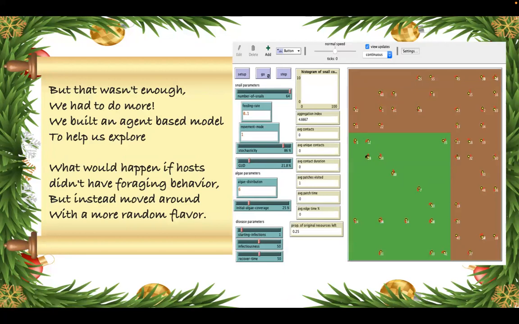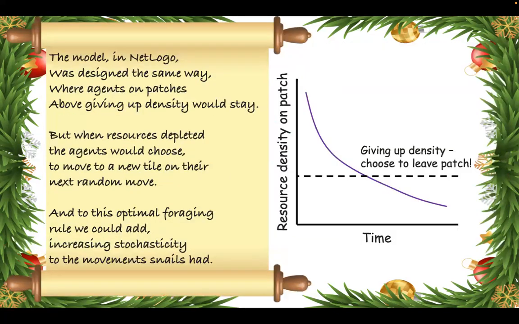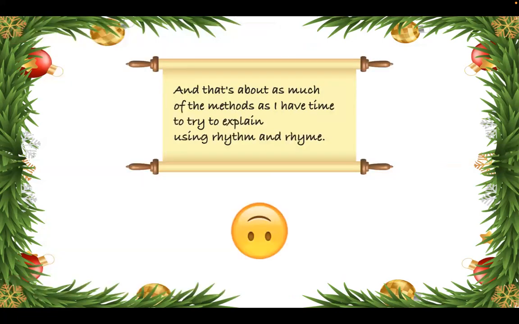We built an agent-based model to help us explore what would happen if hosts didn't have foraging behavior, but instead moved around with a more random flavor. The model in NetLogo was designed the same way, where agents on patches above giving up density would stay, though when resources depleted, the agents would choose to move to a new tile on their next random move. And to this optimal foraging rule, we could add increasing stochasticity to the movements snails had. And that's about as much of the methods as I have time to try to explain using rhythm and rhyme.